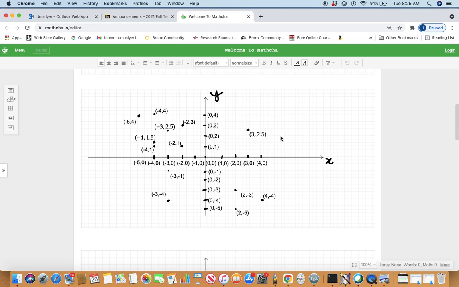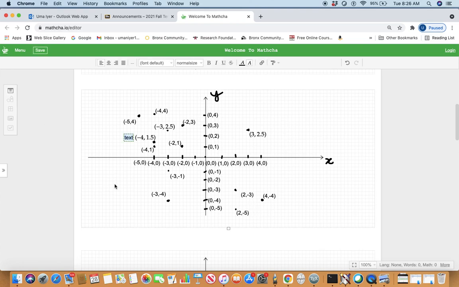This is quadrant 1. Notice both x and y coordinates are positive. This is quadrant 2. Notice x is negative, but y is positive. Alright. This is quadrant 3. Both are negative. And this is quadrant 4. X is positive and y is negative.